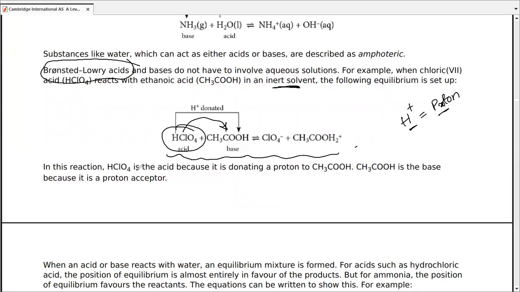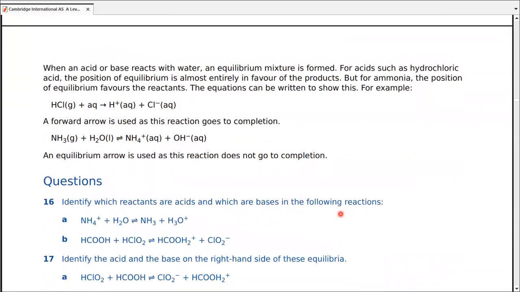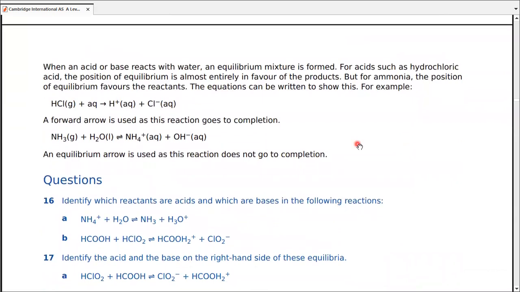So since HClO4, chloric 7 acid in this case, is donating a proton to CH3COOH in an inert solvent, they become respectively the acid and the base. Now, this gave a huge fame to this theory because this theory was capable of differentiating between acids and bases with the kind of definition that never even required water to prove itself.